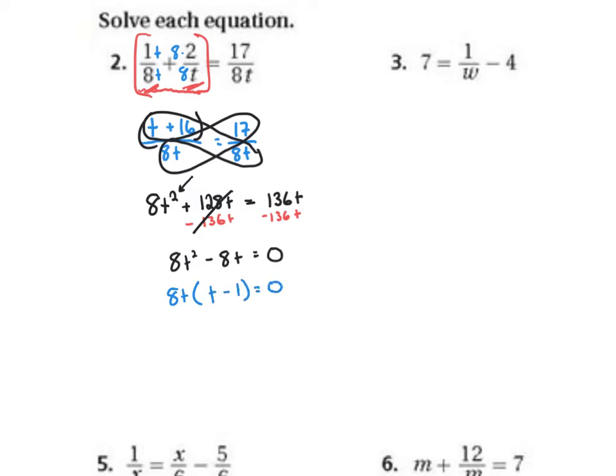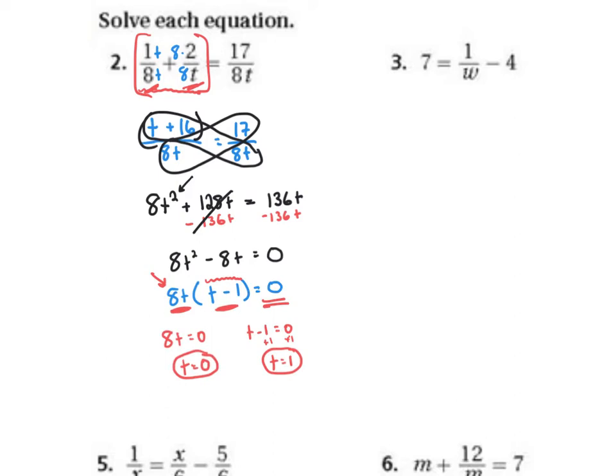Equals 0. So now I get to split it. This thing equals 0 or this thing equals 0. So let's do that. 8t equals 0 or t minus 1 equals 0. Because if this outside part equals 0, the whole thing equals 0. If this group of t minus 1 equals 0, then the whole thing equals 0. So I'm actually going to end up with two answers. T equals 0. That's a possible answer. Add 1 to both sides. And t equals 1. That's a possible answer.